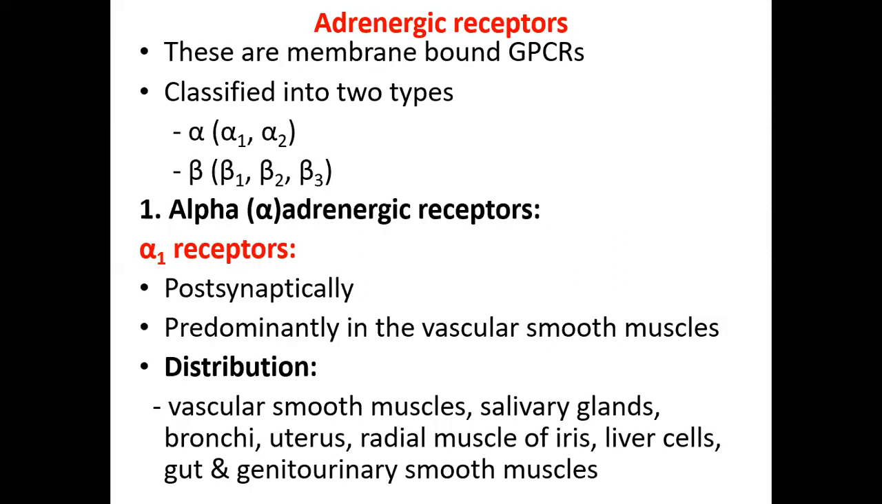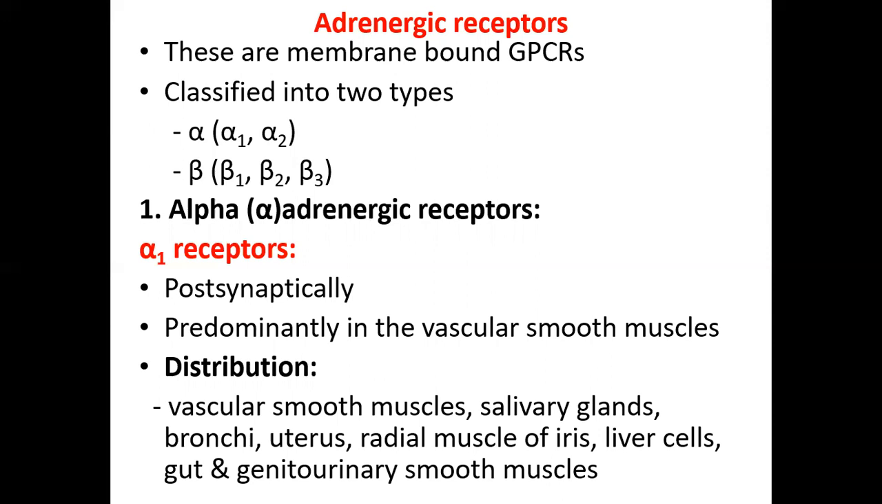Adrenergic receptors are basically membrane-bound G protein coupled receptors, and they are classified into two types, mainly alpha as well as beta. Alpha has alpha 1 and alpha 2, and beta has three types, beta 1, beta 2, and beta 3. So let's discuss in detail about these receptors.